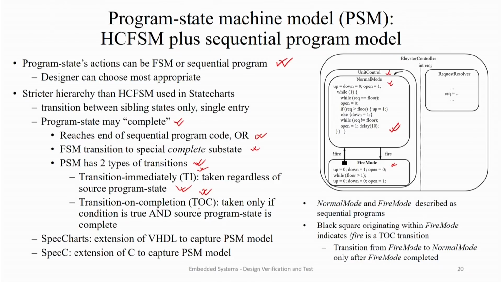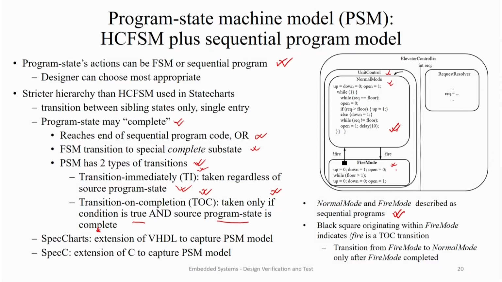So, the transition can only be on completion. It is taken only if the condition is true and the source program is complete. So, the fire is extinguished and you reach the first floor, only then can you go to the normal mode, otherwise not, if you use the TOC extension. Normal mode and fire mode here, if you can see, are described as sequential programs, not as state machines.